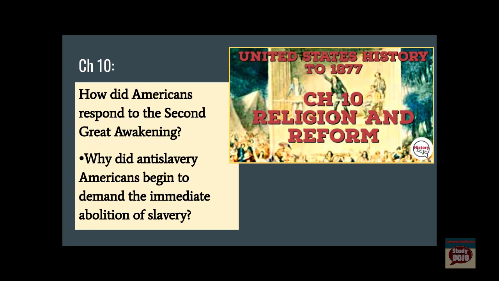A Christian lifestyle that they would have to answer for when they arrived at the pearly gates after dying. And to be asked by God, what did you do to stop slavery, led many Americans to begin to demand the immediate abolition of slavery because of their moral and spiritual responsibility to live a life as a good Christian, as they saw it, as they understood it.